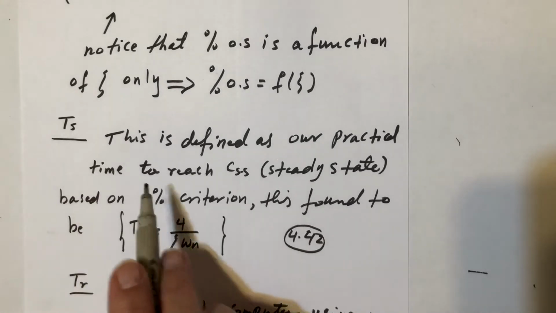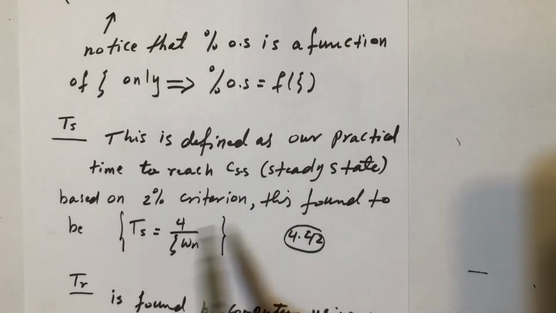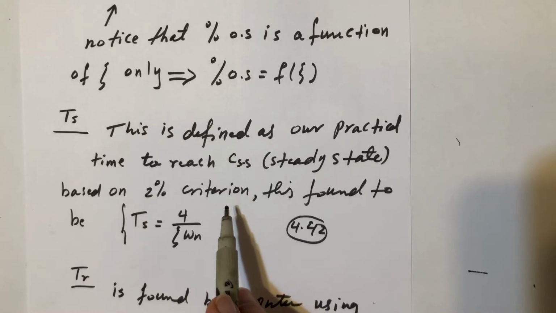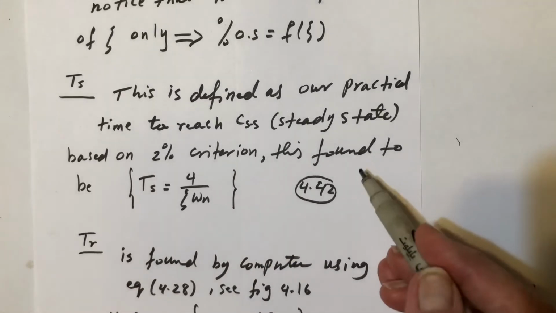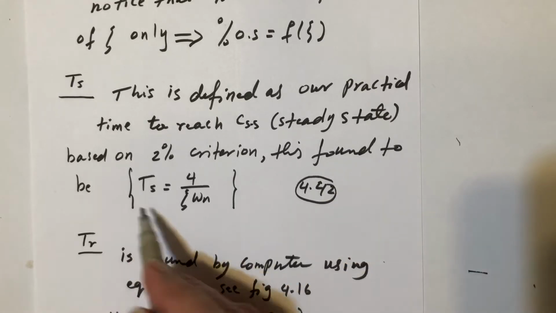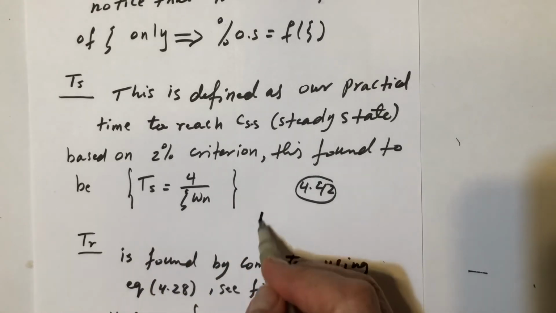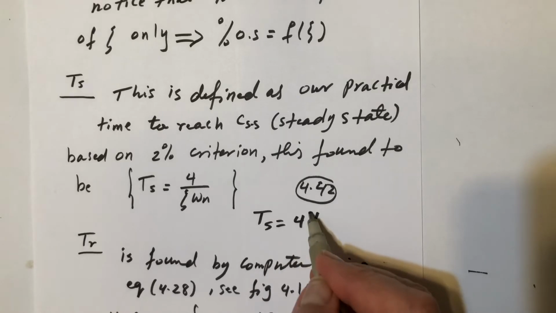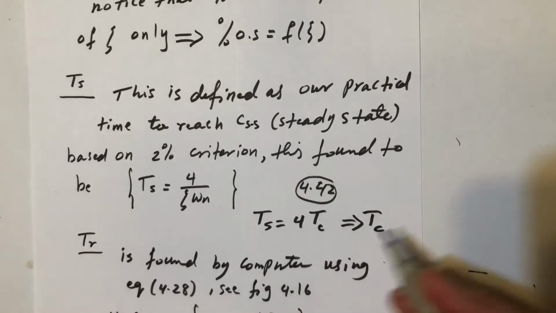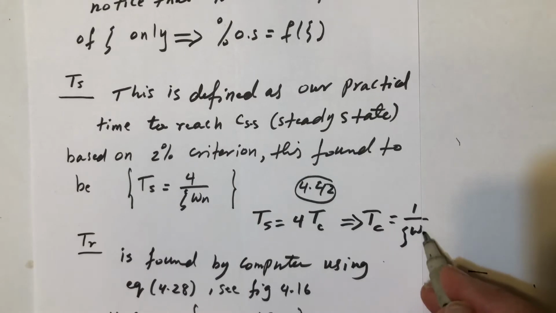Settling time is defined as our practical time to reach C steady state or C final, based on the 2% criterion, as we talked about in first order. But here I'll give it to you without substitution because it's more difficult here. So TS equals 4 over zeta omega n. And you remember that TS equals 4 times the time constant. So the time constant TC in this system equals 1 over zeta omega n.